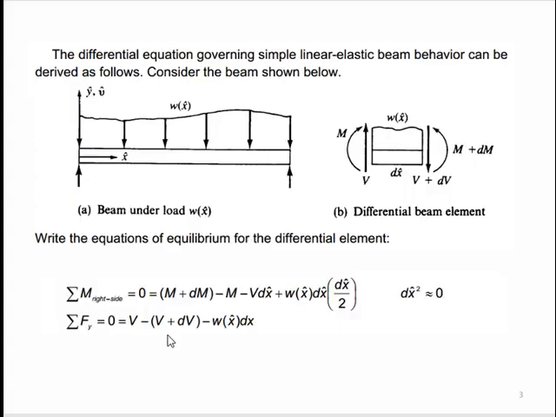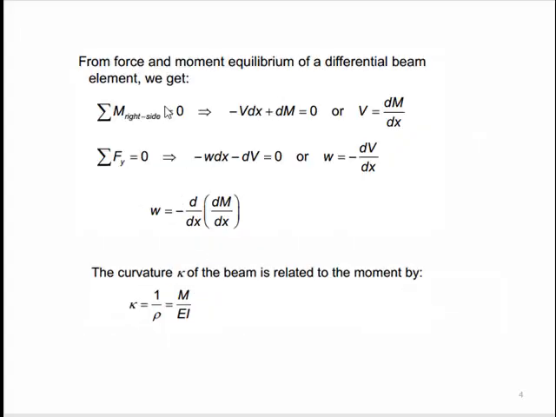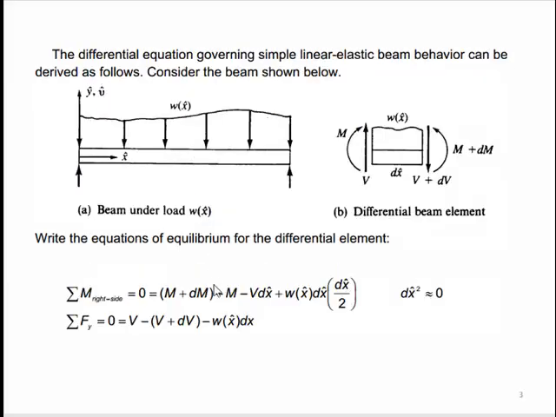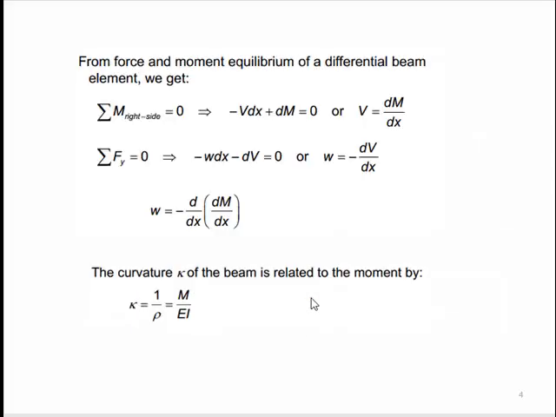All right, so from force and moment equilibrium of a differential beam element we get these expressions after simplifying the equations that we have seen here. After cancelling out the terms and neglecting this term, we get this version of the equation, or we get v equal to dm over dx, and that's something that we already know from our undergraduate knowledge, that shear is equal to the derivative of the moment equation.